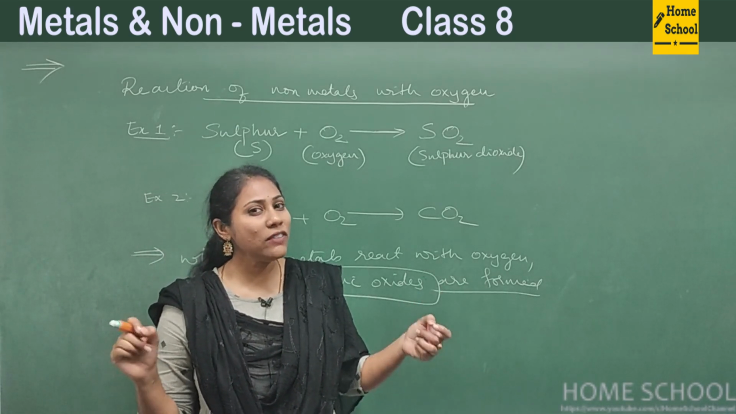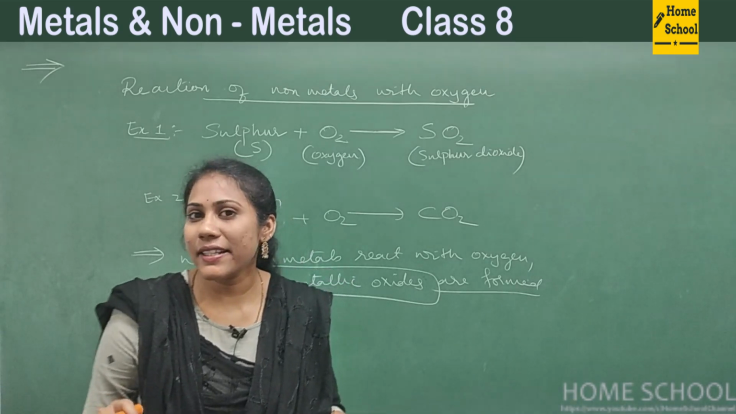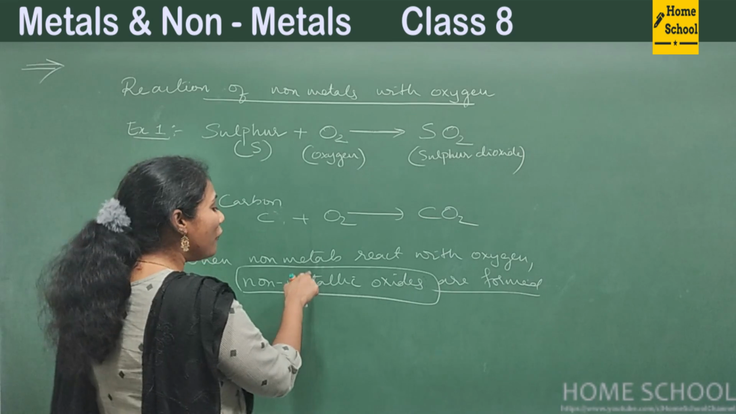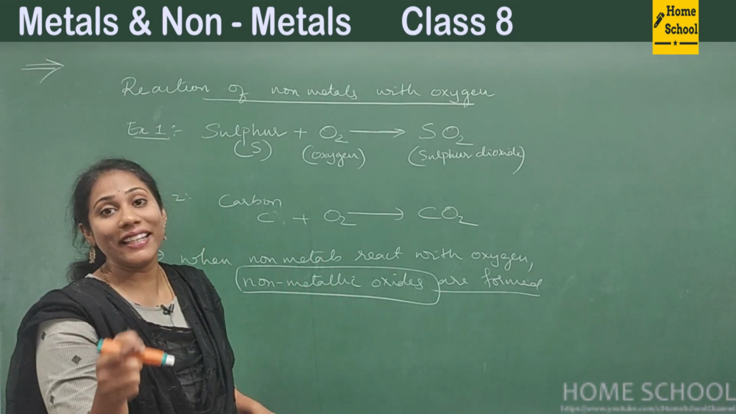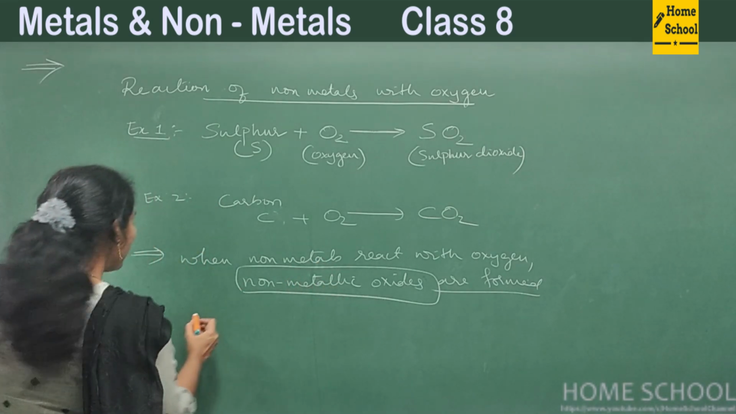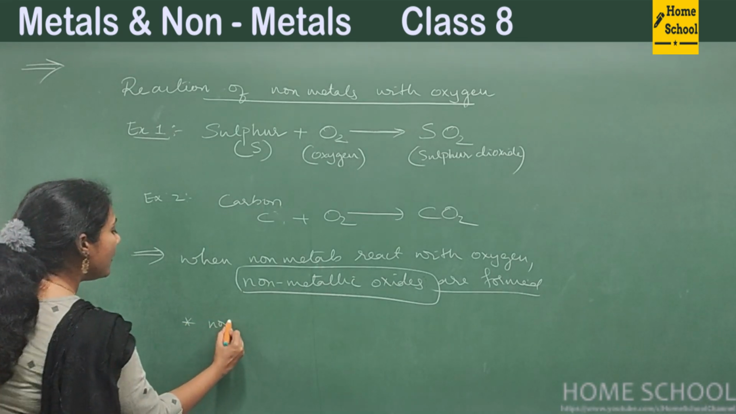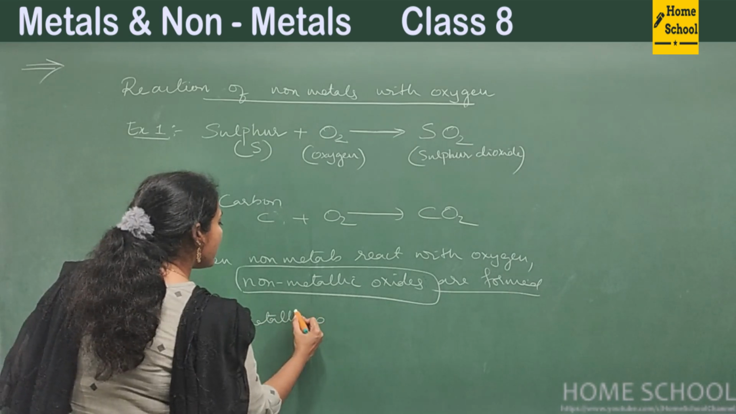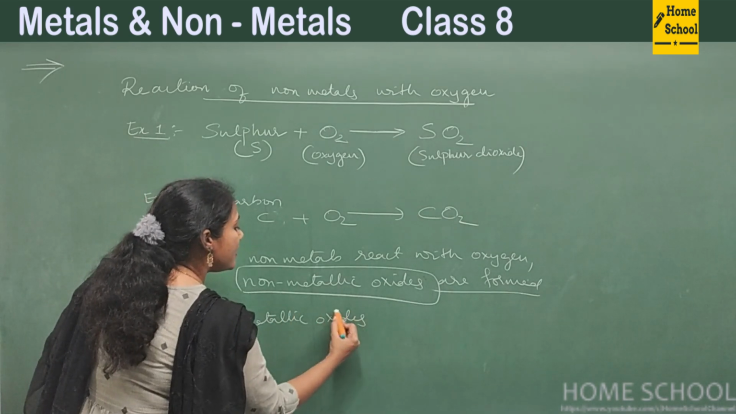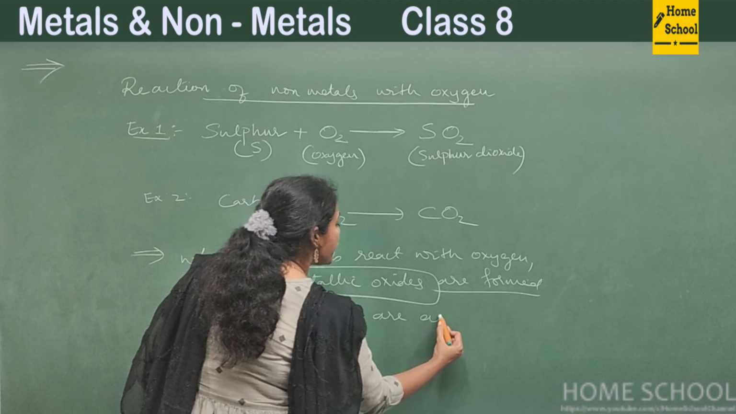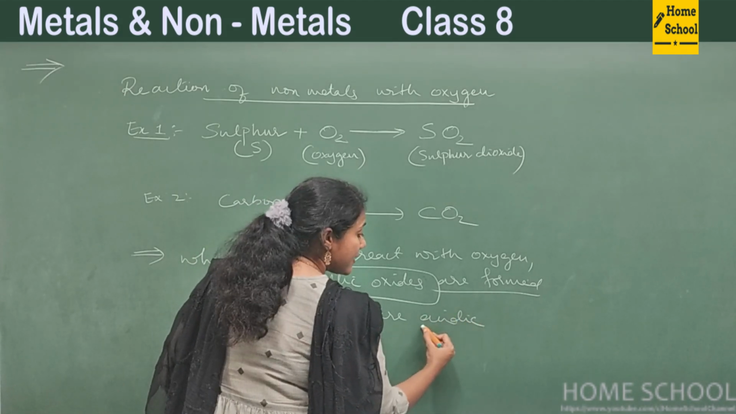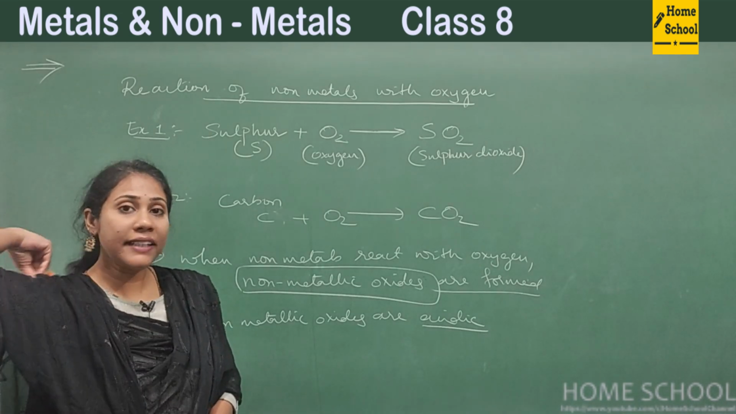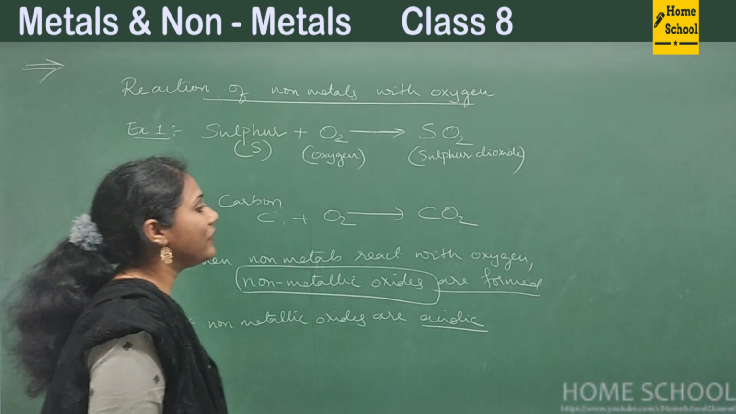In the previous case, metallic oxides were formed. Can you tell me what was the nature of metallic oxides? Basic. And here, the nature of non-metallic oxide is acidic. Okay, so non-metallic oxides are acidic in nature. They behave as acids. And how do you prove that? How do you know? You can do an activity here.